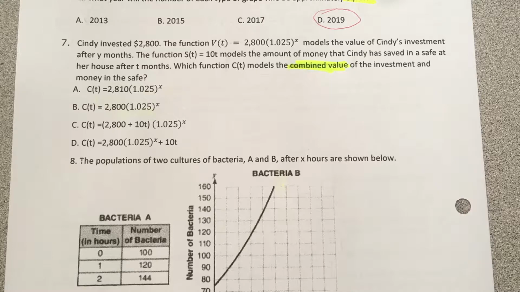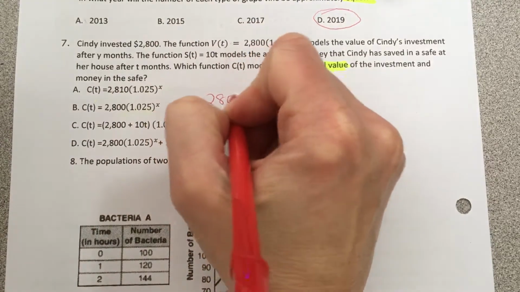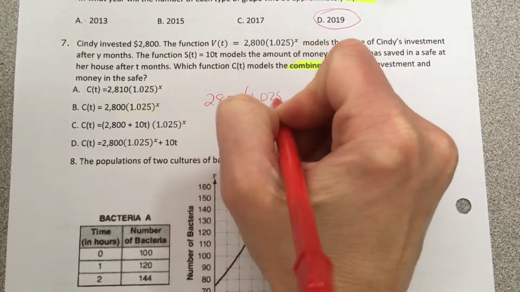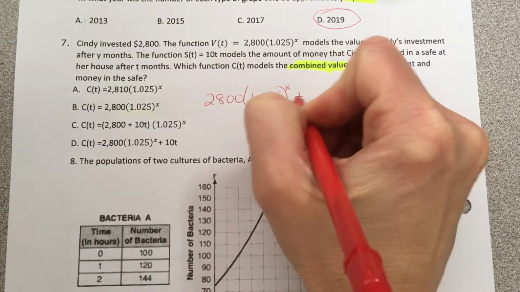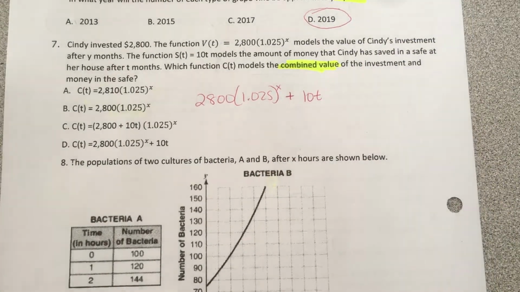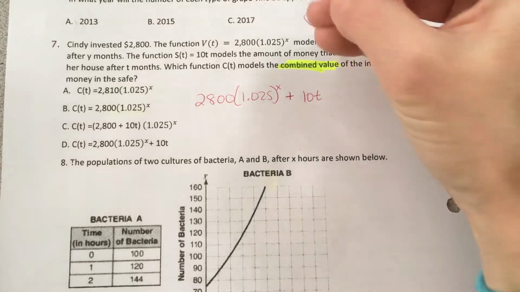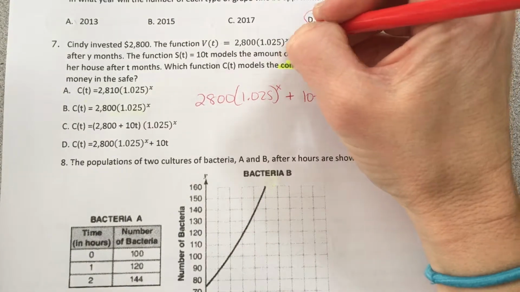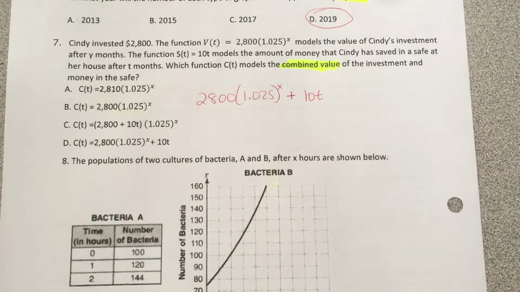What does combine mean to do? Add it. So you are adding 2,800 times 1.025 to the t, write it down, plus 10t. Okay? So you're adding those two things together.